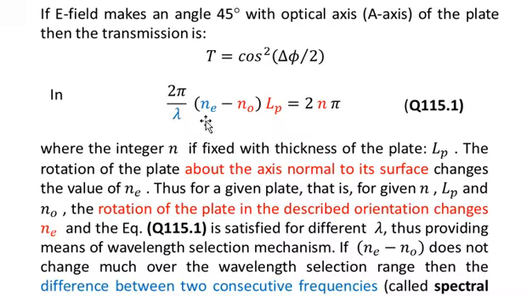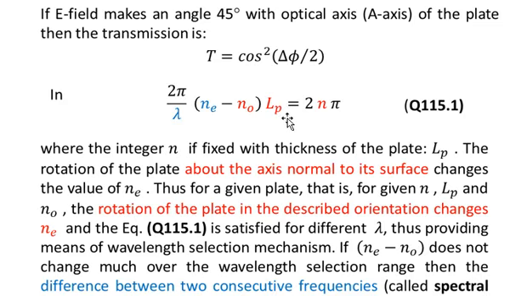So 2 pi over lambda times (Ne minus N naught) multiplied by Lp is what we want to be equal to 2 times N pi for minimum loss, and for the orientation of the polarization to be the same at polarizer 1 and at polarizer 2. This condition will ensure that the state of polarization remains the same, where N is an integer.